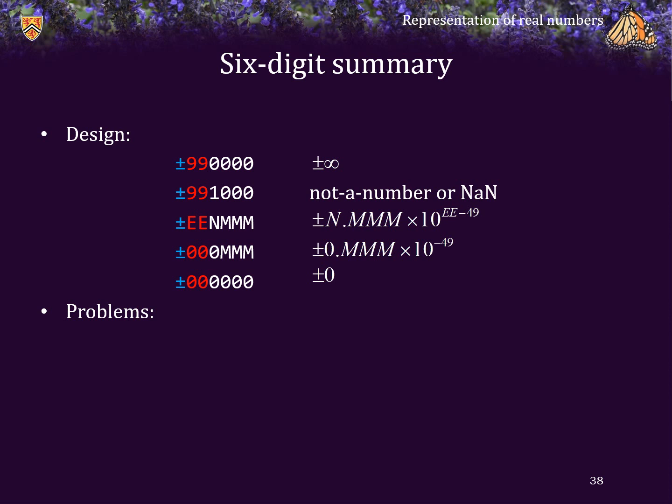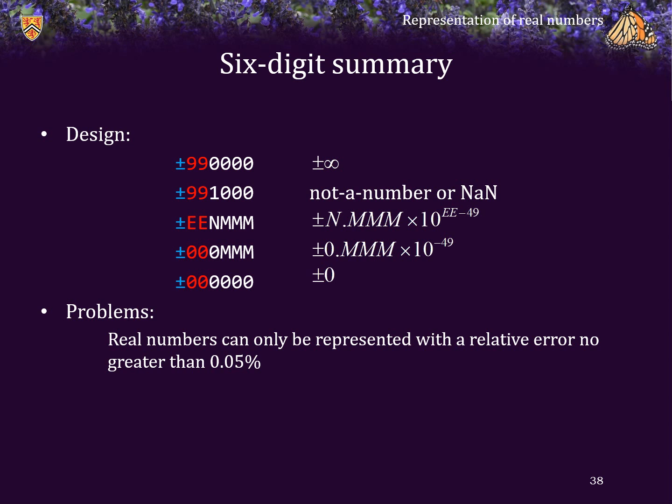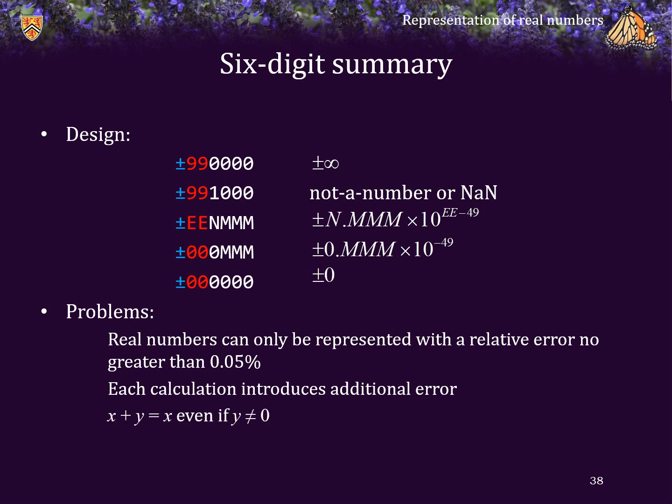Now, problems with a floating point representation. We have seen that real numbers can only be represented, at least with normalized representations, with a relative error no greater than 0.05, but still there is a relative error. Each time we perform any sort of arithmetic calculation, this increases the error. x plus y can equal x even if y is not equal to 0. x plus y plus z may result in a different value depending on what order we add them in, so it's no longer associative. And similar issues with multiplication and division. So for example, the reciprocal of the reciprocal of x may no longer equal the original value of x.